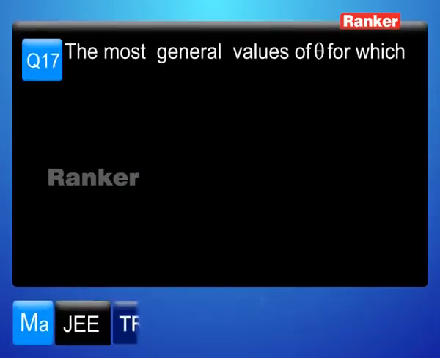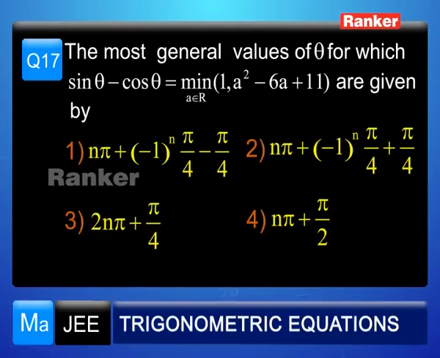Question number 17. The most general values of theta for which sin theta minus cos theta is equal to the minimum of the expressions 1 and a square minus 6a plus 11, where a is any real number, are given by: first option, n pi plus minus 1 power n into pi by 4 minus pi by 4. Second option, n pi plus minus 1 power n into pi by 4 plus pi by 4. Third option, 2n pi plus pi by 4. Fourth option, n pi plus pi by 2.